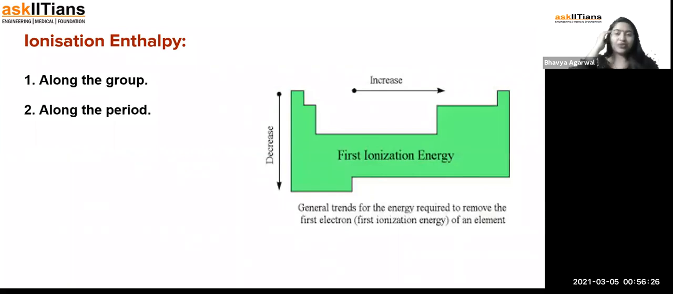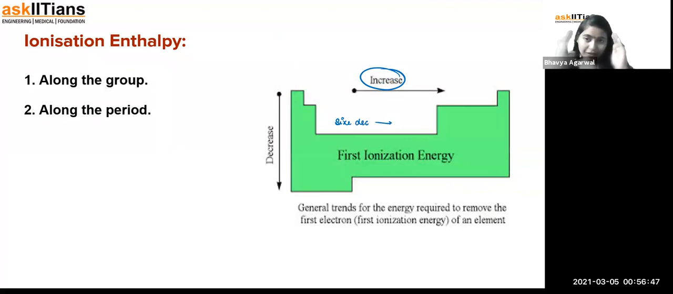What is the trend? Now, if you talk about along the period, the ionization enthalpy will increase. Why will it increase? Because your size decreases along the period. Now, if the size is decreasing, it means the outermost electron is closer to the nucleus. If it is closer to the nucleus, it is having stronger attractions. So it becomes difficult to remove that electron.